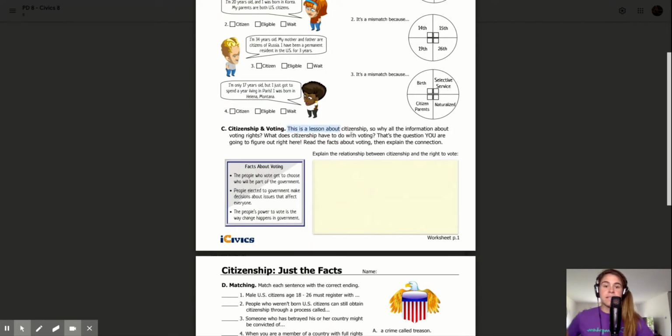C. This is a lesson about citizenship. So why all the information about voting rights? What does citizenship have to do with voting? That's the question you are going to figure out right here. Read the facts about voting, then explain the connection. So you'll read this section here and you will type right here.